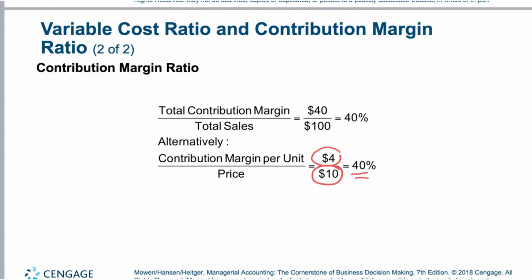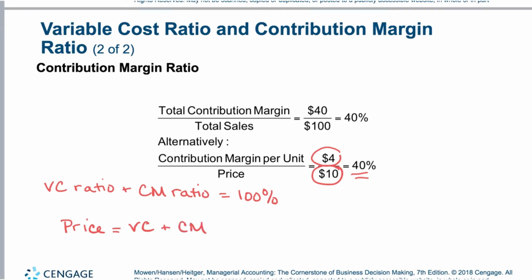So our variable cost ratio plus our contribution margin ratio are going to equal 100%, because one of the other things we can think about is price is going to equal variable cost plus contribution margin. Our contribution margin is everything that's left over after our variable costs. Therefore, variable cost ratio plus contribution ratio have to be 100%. That makes sense, right?